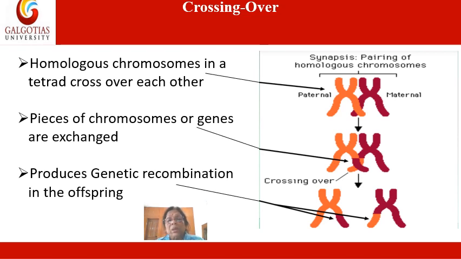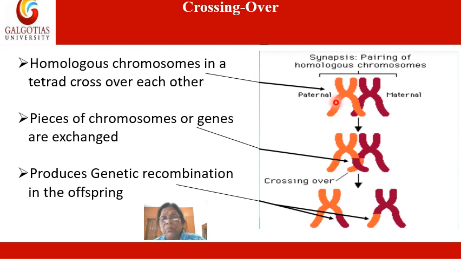Now this is the diagrammatic presentation of crossing over. And what happens during crossing over? Homologous chromosomes in a tetrad cross over each other. These two are homologous chromosomes. So this chromatid crosses over with this chromatid of the other homologous chromosome, and this phenomenon is known as synapsis, or pairing of homologous chromosomes.